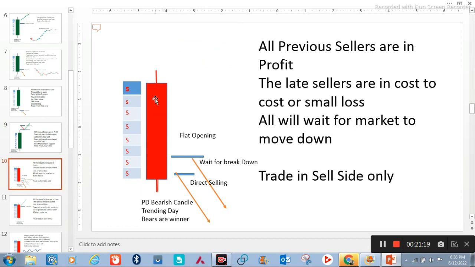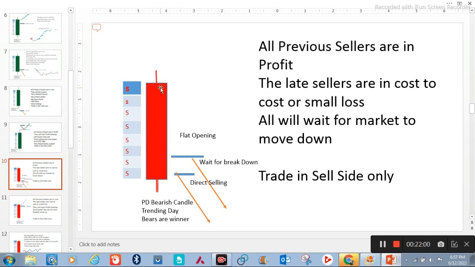Understand this candle behavior. This is the down trending day. Market is coming down. When the candle is red, where is the opening? This is the opening. Market will come down. This is the closing. When a red candle forms, this is the opening and this is the closing price. The closing price is below the opening price.